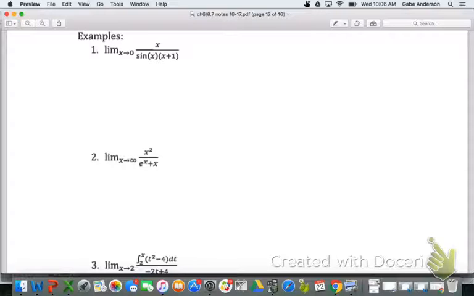See what happens. So if I plug in the 0, I end up with 0 in the top, and then in the denominator, sine of 0 is 0. So 0 plus 1, that doesn't really matter because it's going to be 0 times that. We get 0 over 0.